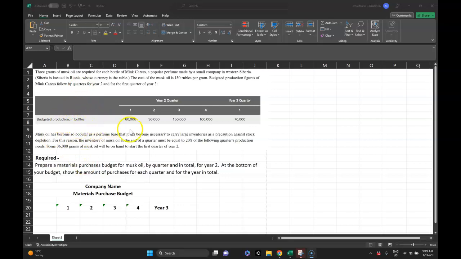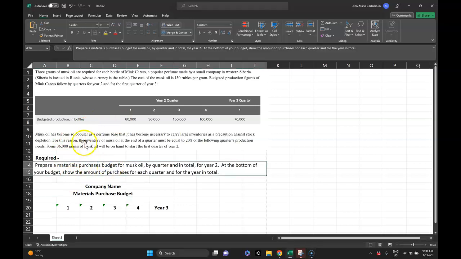So we have this budgeted production in bottles. So we have to convert it into grams because that's how we purchase our material. I'm just going to pretend that this is in dollars just because it's easier for everyone to understand. And the problem that we have is when you buy materials, you most likely aren't going to use them all up in the same period. So we have to deal with inventory.